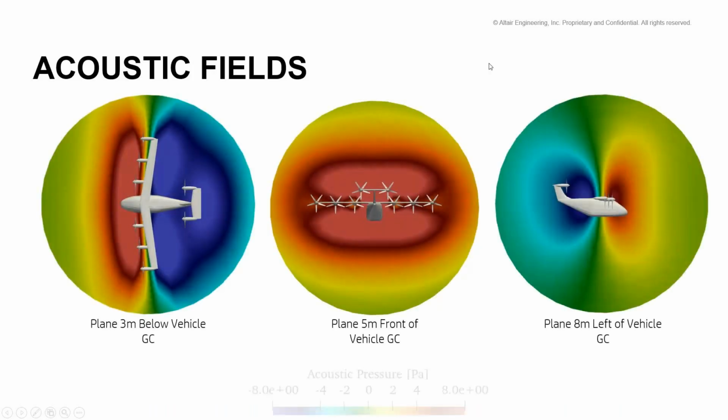So, acoustic fields when the plane is placed below the vehicle, when we are talking about 5 meters in front of the vehicle and 8 meters left of the vehicle. With this kind of acoustic pressure plots, you will be able to get acoustic fields from the acoustic simulation data.